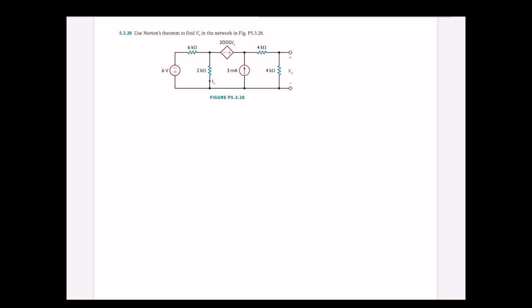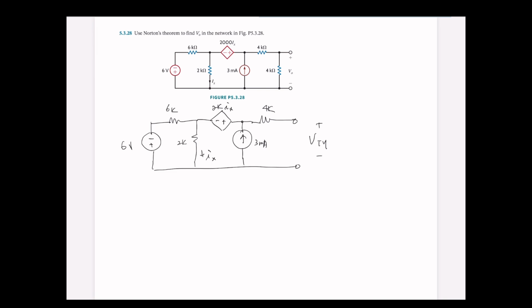If you take out the component we want to find, the circuit looks like this. If we calculate VTH using this circuit, we're going to ignore this 4K value. Why? Because we make that an open circuit.